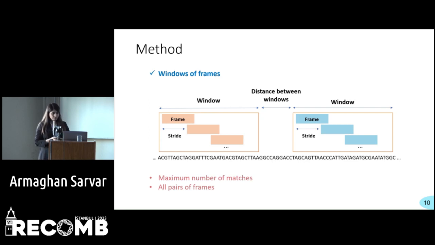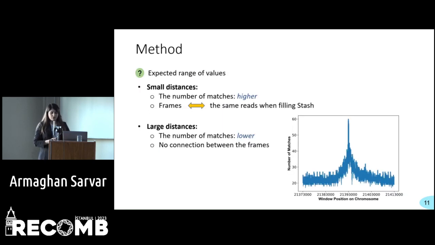An expected range of values for the number of matches is that for small distances on a genomic region, we expect the number of matches to be higher because the underlying frames would be coming from the same reads when filling stash. And for large distances, we expect this metric to be lower because there would be no connection between the underlying frames.